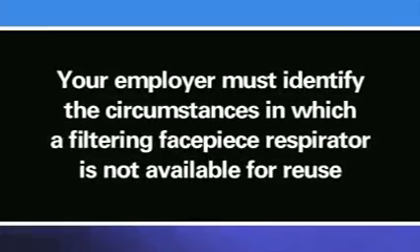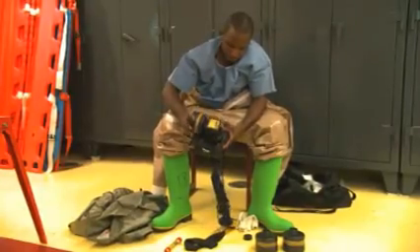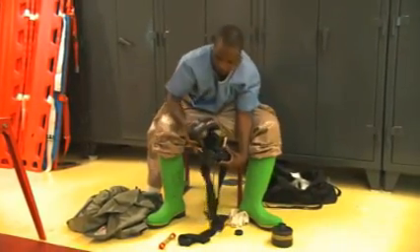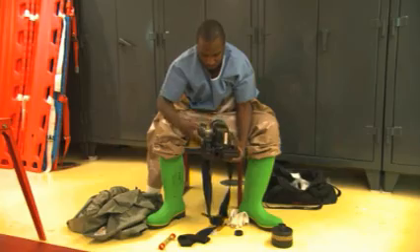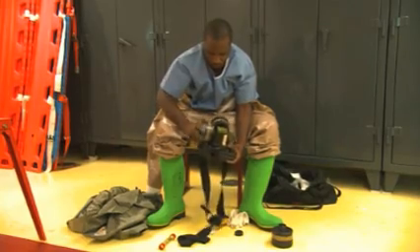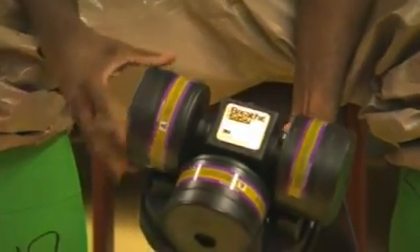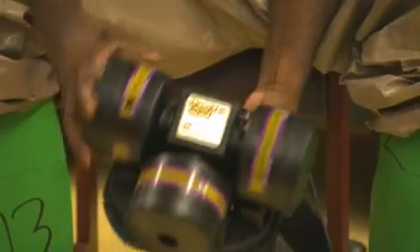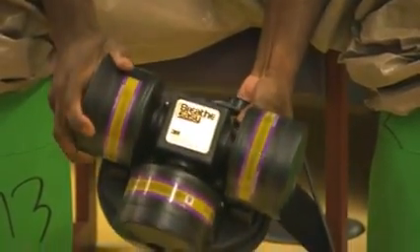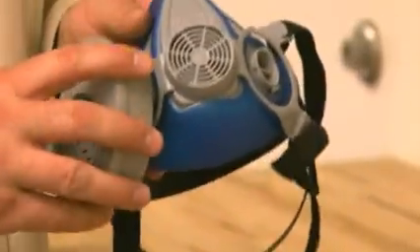Your employer must identify the circumstances in which a filtering facepiece respirator will be considered to be contaminated and not available for reuse. Some gas and vapor hazards require the use of respirator cartridges or canisters that contain materials to absorb or remove the hazards from the air. These cartridges or canisters have a limited service life because they can absorb only a limited amount of hazardous gas or vapor. To assure your protection, they must be replaced before they reach this limit.